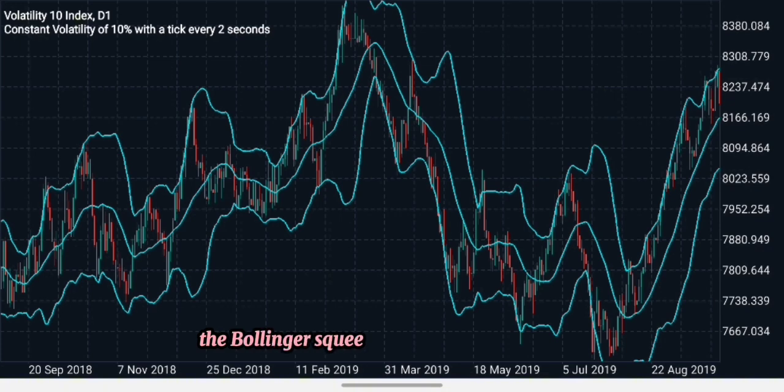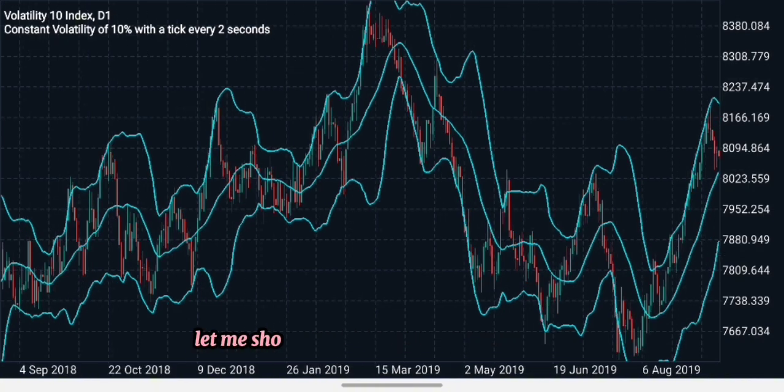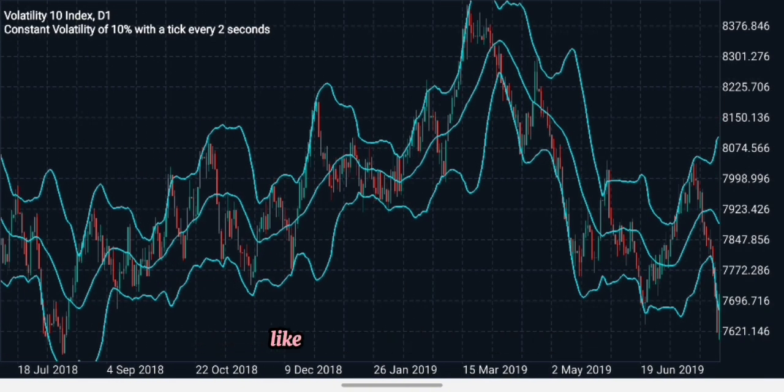The Bollinger Squeeze denotes a period of low volatility and is considered by traders as a potential indicator of future increased volatility and possible trading opportunities. So the Bollinger Squeeze, let me show you a setup of a Bollinger Squeeze. Like for example, at this point, this is known as a Bollinger Squeeze.